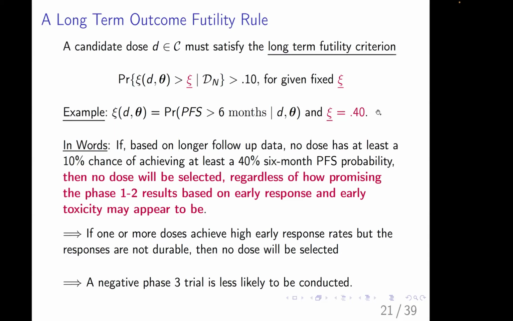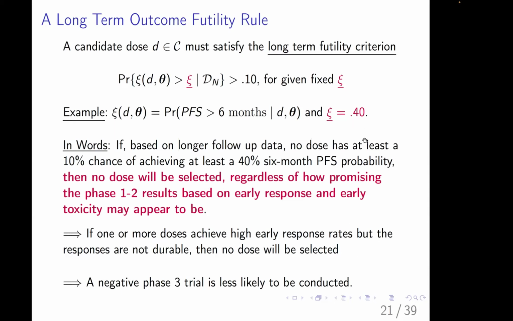And what this does is keep you from including candidate doses that just don't have much of a chance of long-term success. So if, based on the long-term follow-up data, no dose has at least a 10% chance of achieving a 40% 6-month PFS probability, then no dose will be selected, regardless of how promising the phase 1/2 results were. This has to do with the disconnect between the early outcomes and the long-term outcome. However, if one or more doses achieve high early response rate, but the responses are not durable, then no dose will be selected. So a negative phase 3 trial is less likely to be conducted.